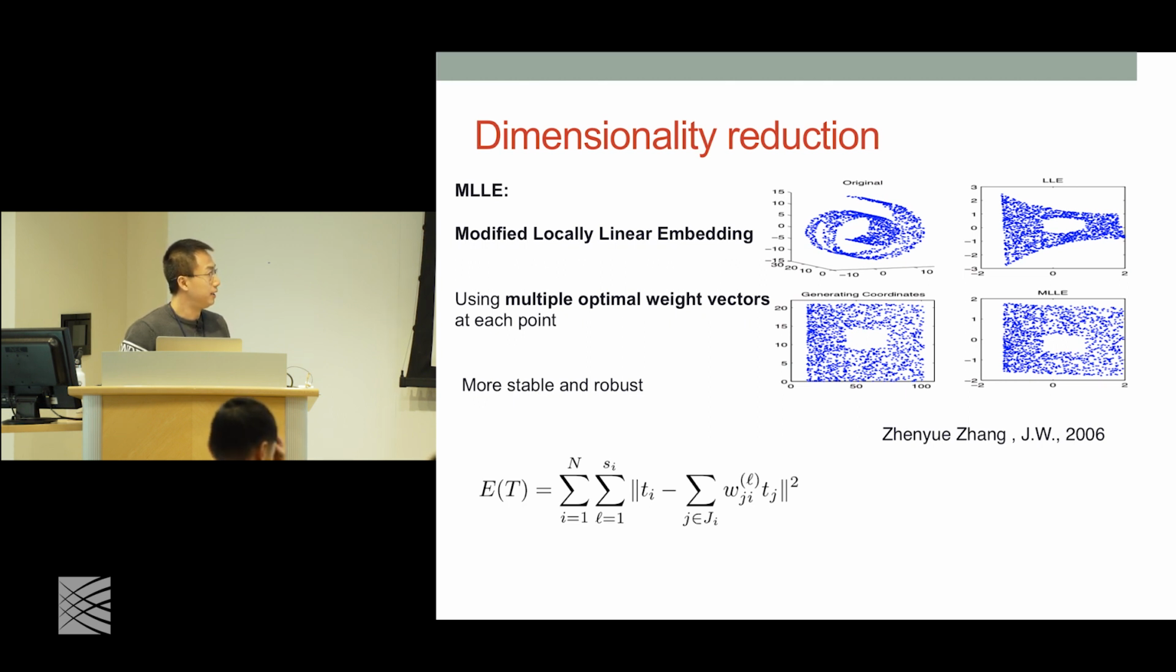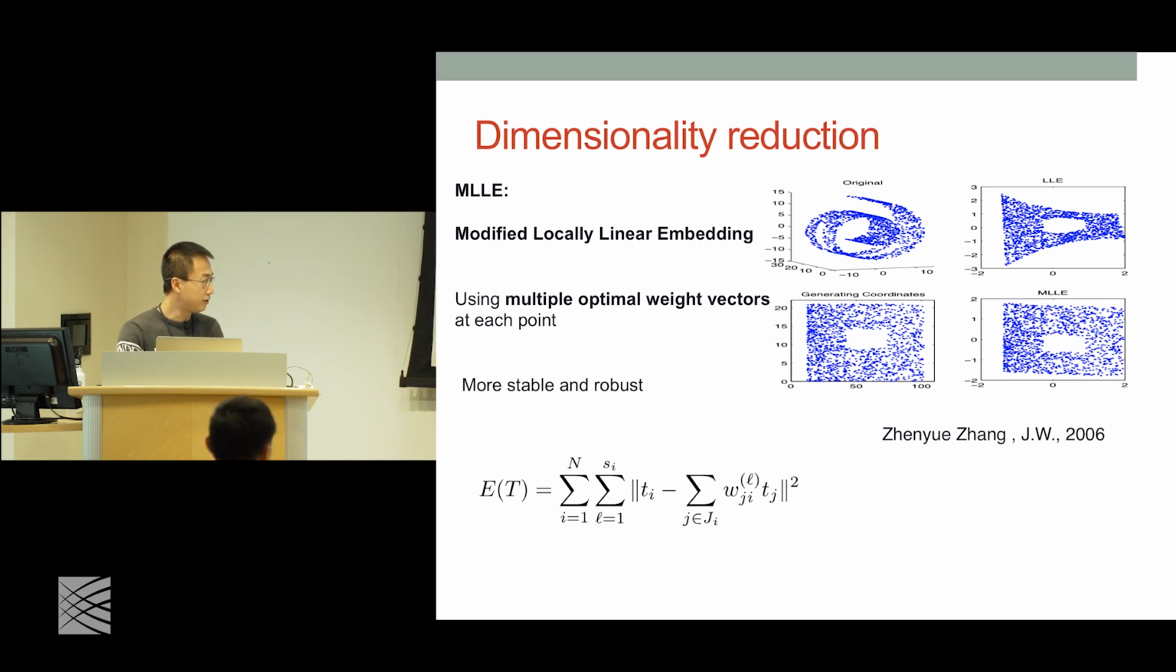The benefit of this can be shown if we look at the spatial manifold. In this case, there is one rectangle missing here, and if we use the standard LLE, you can see the embedding actually has a strong distortion. But for modified LLE, it preserves the structure much better. The biggest difference is here.